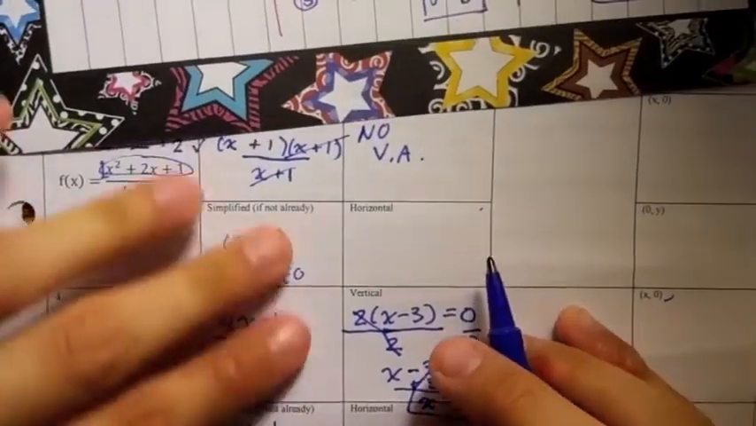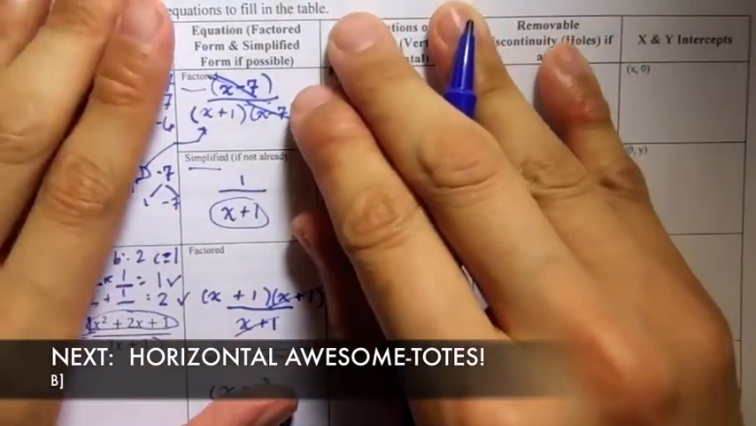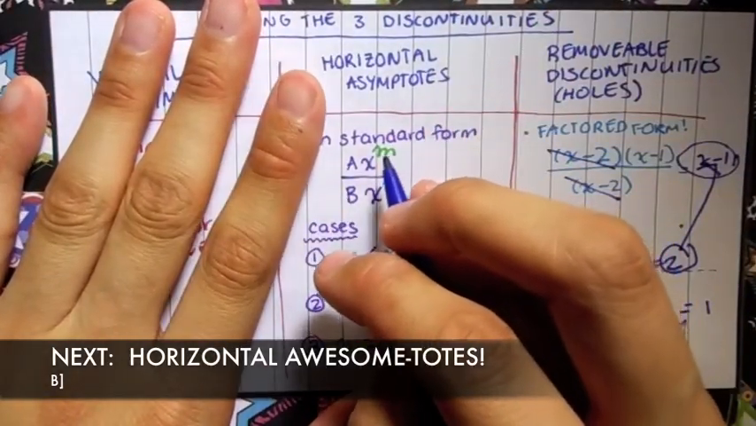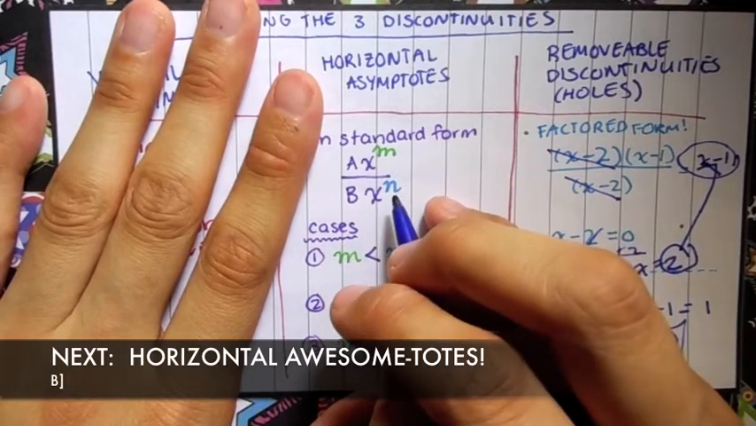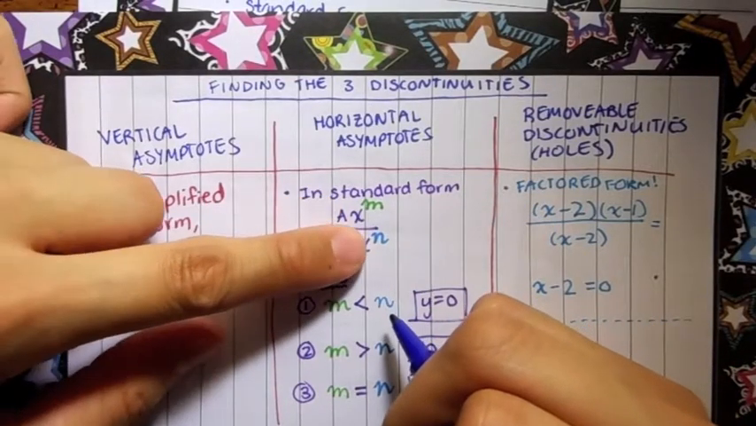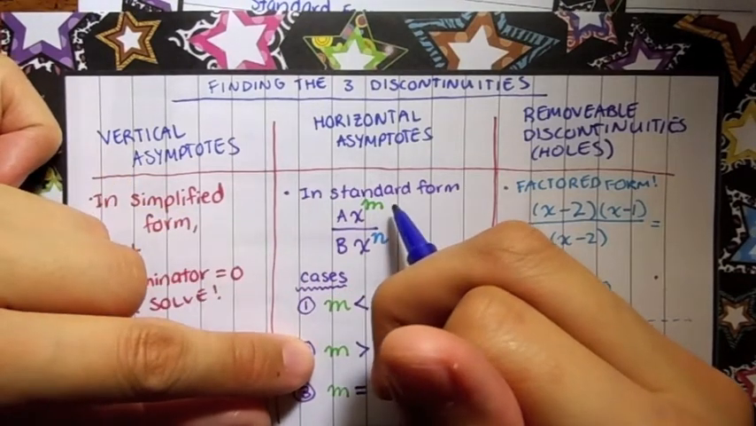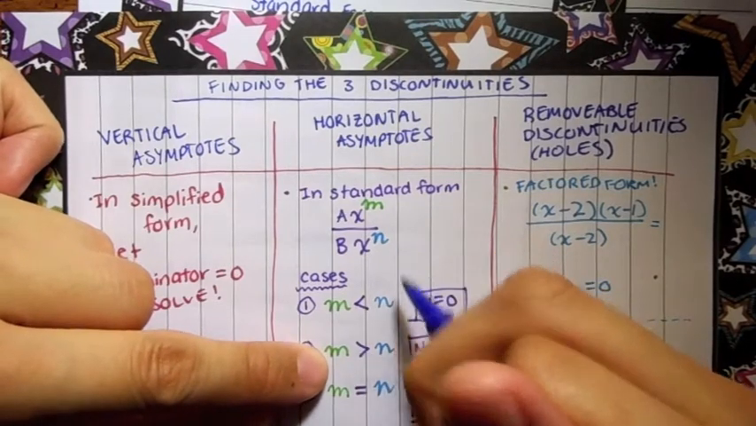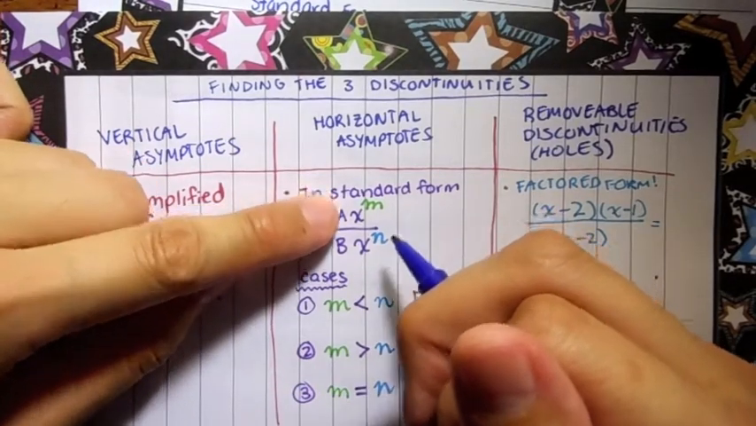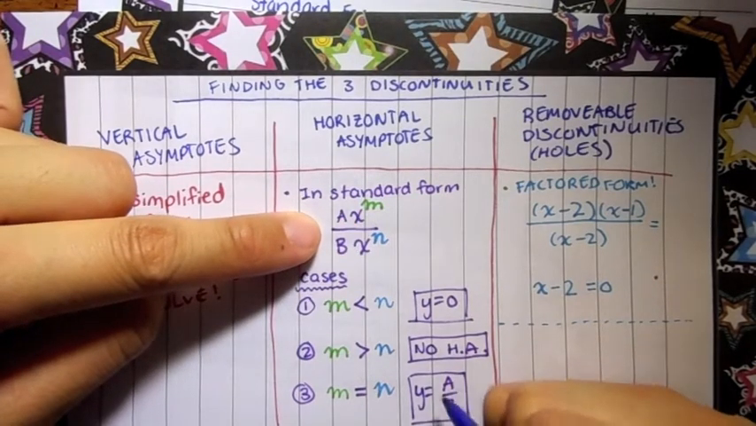Alright, so we've already taken care of all the vertical asymptotes on here. Now let's take care of the horizontal asymptotes. Now remember, in horizontal asymptotes, we have 3 cases. We look in the standard form at the highest degree in the numerator and the highest degree in the denominator. And there are 3 cases. If the highest degree in the numerator is less than the highest degree in the denominator, your horizontal asymptote is automatically y equals 0. But in the case if the highest degree in the numerator is greater than the highest degree in the denominator, you would have no horizontal asymptote. If you have the highest degree in the numerator equal to the highest degree in the denominator, so case 3, you take the simplified form of the coefficients and set that equal to y.